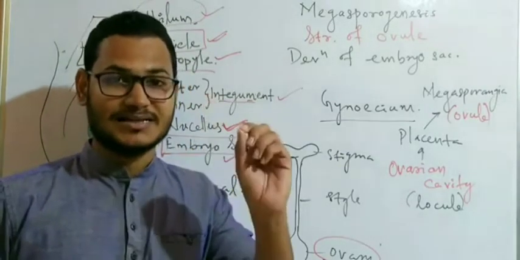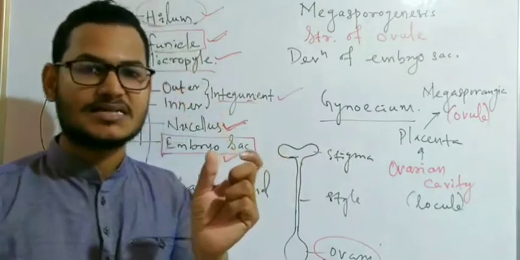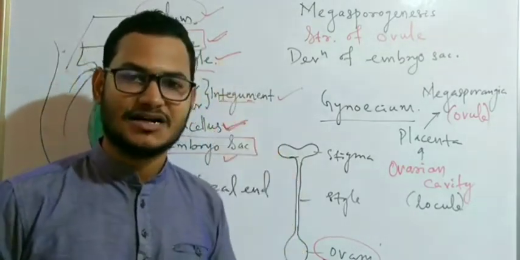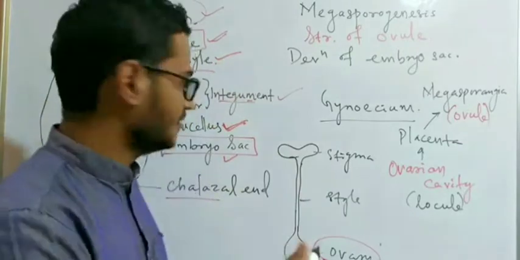Now remember one thing: there are two integuments in some cases and one integument in others. When a single integument is present, it is called unitegmic.